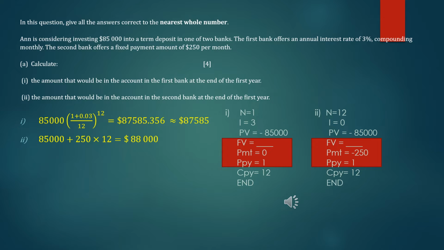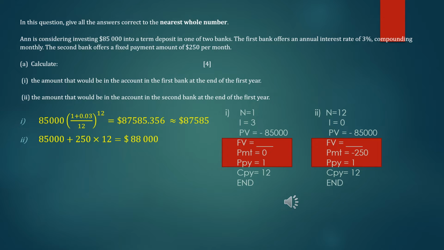For question number 2, we're looking for the amount that would be in the account in the second bank at the end of each year. This is a simple interest kind of problem. So we have 85,000 plus 250 times 12, which is the monthly payment. So it shall be equal to $88,000.